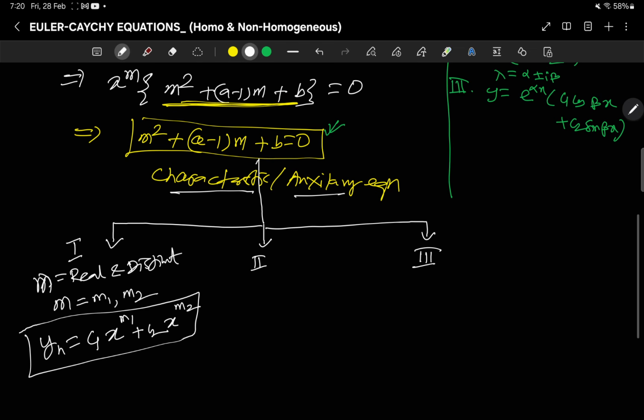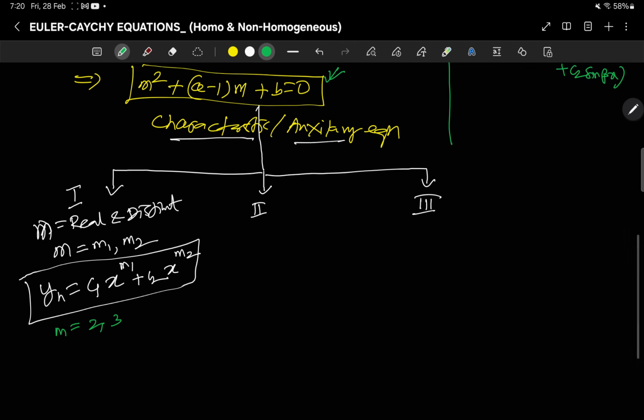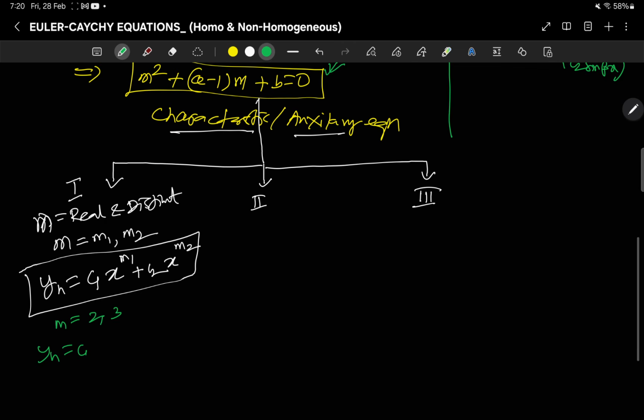Clear? Now in particular, suppose here m is equal to 2 and 3, then y homogeneous will be c1 x square plus c2 x cube. In that way, this is the example.